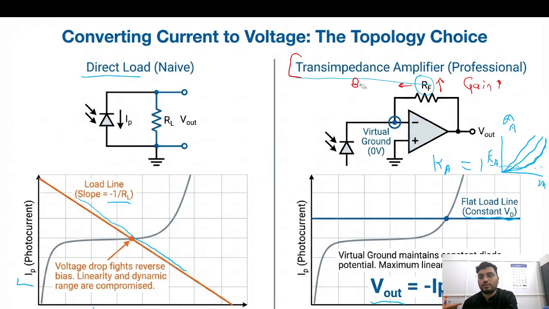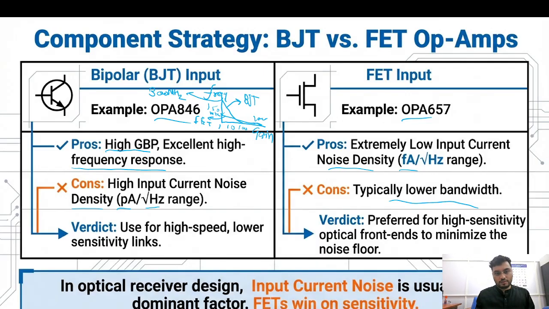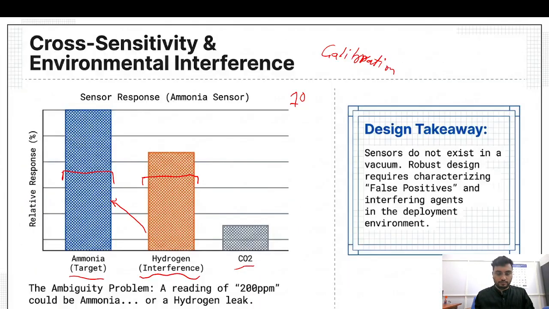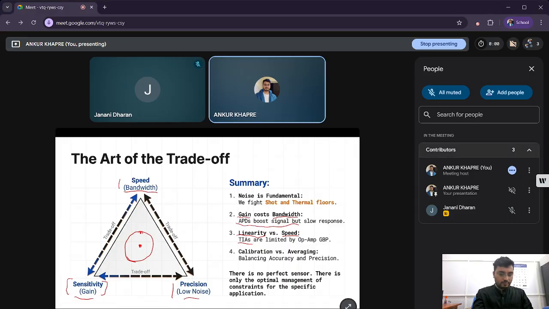Let's write a shortcut: at 3 dB, it will decrease. Then capacitance also will decrease the bandwidth. You can see the equation here. It will increase the gain but decrease the bandwidth.